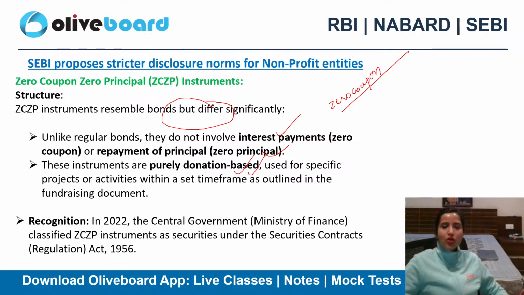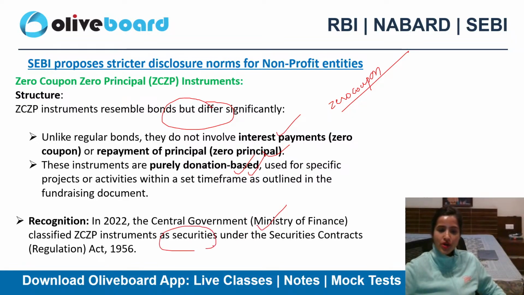In a traditional stock exchange, when you are raising funds, you have to pay back interest to the shareholders, and also the principal amount after some time if they want it back. But in this case, you are not paying. They were recognized in 2022 by the central government, Ministry of Finance. They classified these instruments as securities under the Securities Contracts Regulation Act 1956. So these zero coupon, zero principal instruments are significant.